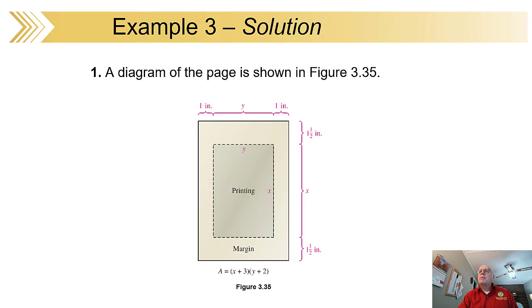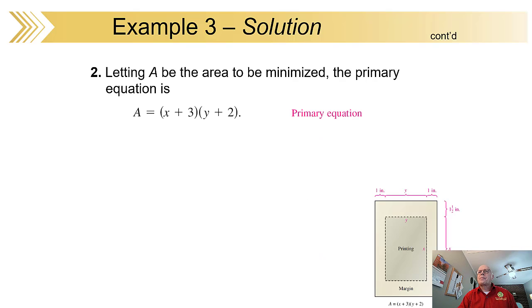Remember, the top and bottom had a margin of 1.5 inches. Top and bottom. On the sides, we have 1 inch margins. So if area is going to be the area to be minimized, the primary equation looks like this. Now we want to save paper, so this whole thing needs to be minimized.